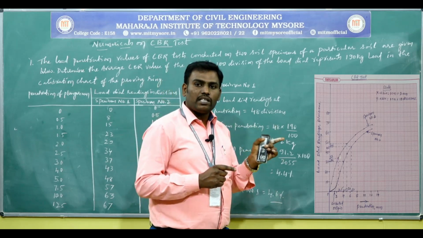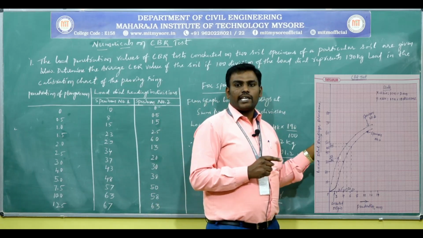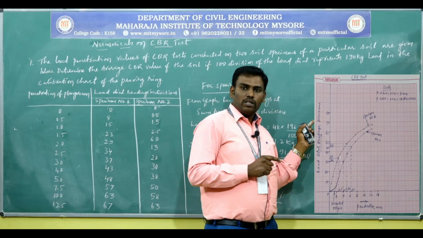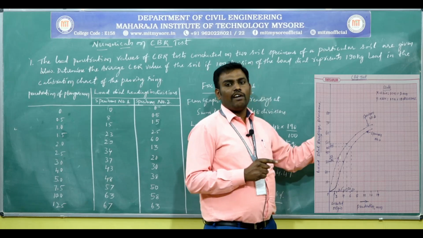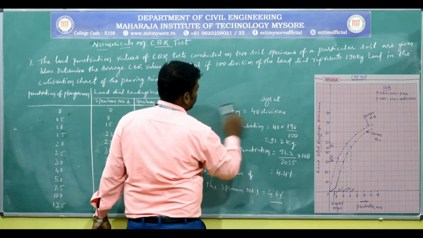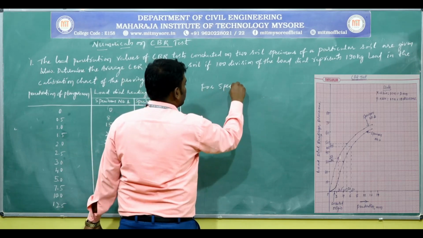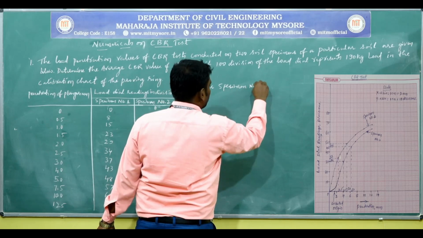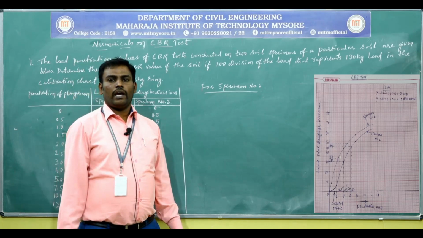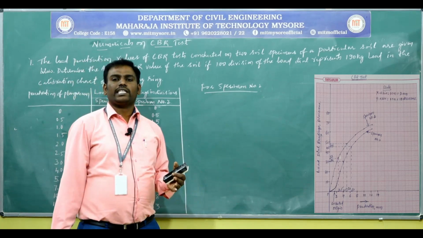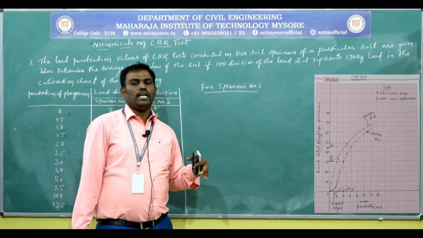You need to measure the 2.5 mm penetration and 5 mm penetration from that corrected origin, not from the zero. Okay, from the corrected origin we have to measure the 2.5 mm penetration and 5 mm penetration. For specimen number 2, after applying the correction, you should get the load dial readings corresponding to 2.5 mm penetration and 5 mm penetration and calculate the CBR.